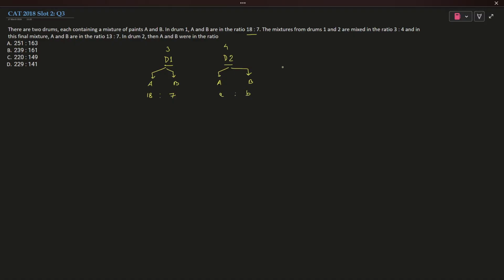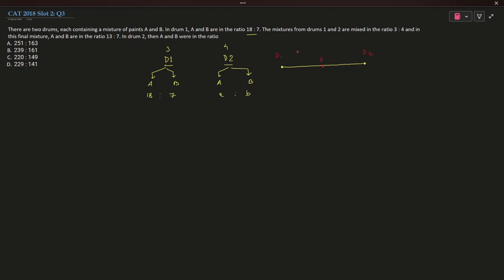We will use the number line method, the alligation method for mixtures and solutions. So I have drum 1, this is drum 2, and this is the final mixture after mixing. You can consider any one quantity, either A or B. Do not consider both. We will consider only one quantity as per your wish.